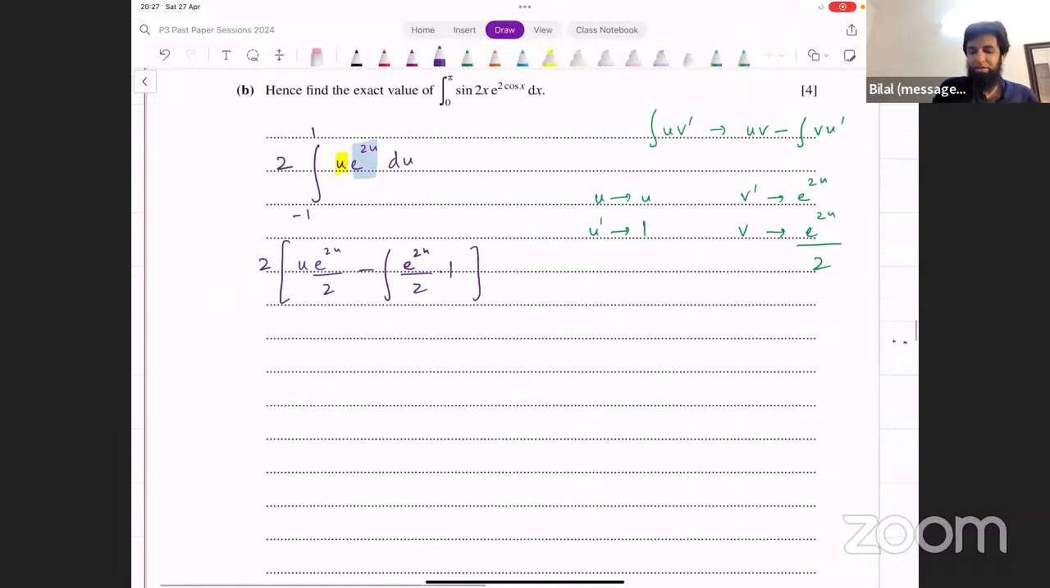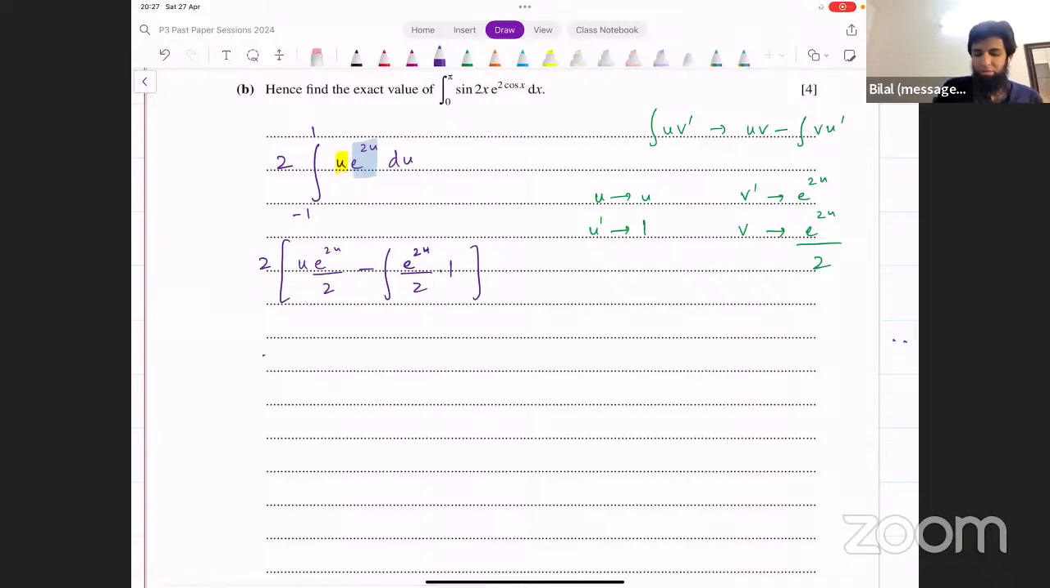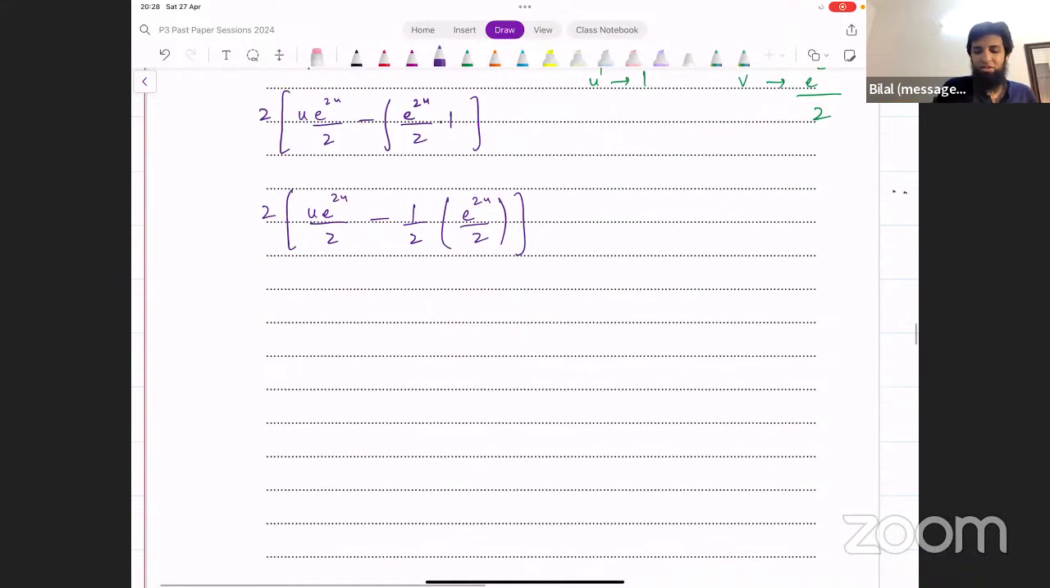This is what you've got now. We need to integrate this with respect to u now. Let's simplify this. 2 into u e raised to power 2u divided by 2 minus. This 2 can be written outside the integral. And inside, we are just left with integration of e power 2u. How do you integrate e power 2u? Integration of e power 2u would be e power 2u divided by 2. And now the integration is done. Let's simplify this a bit.